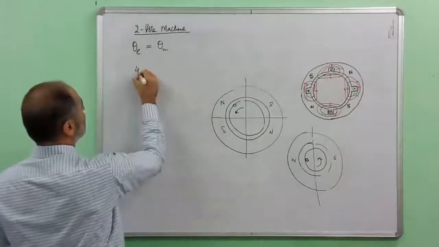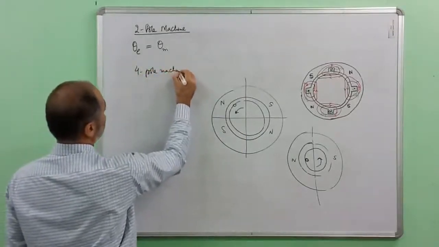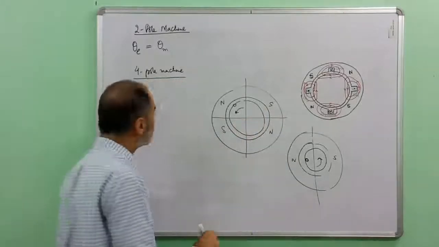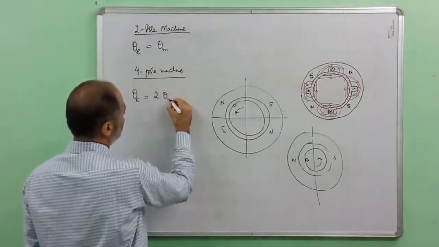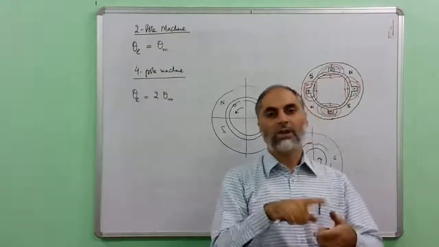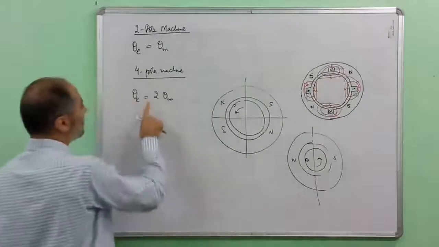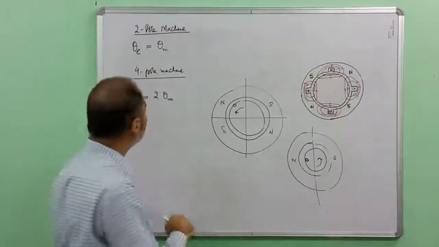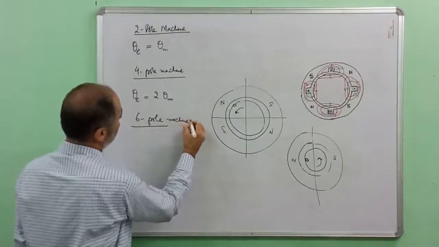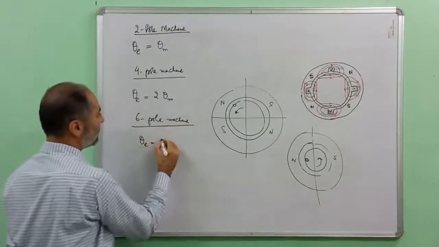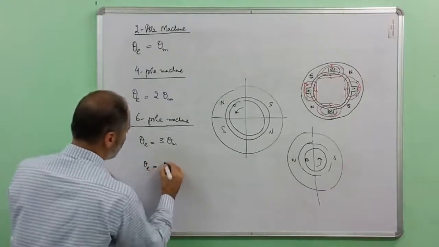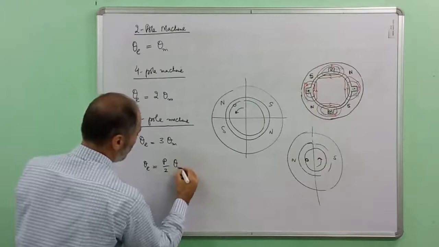Now, in a four-pole machine, what we see is electrically the angle is twice the mechanical angle. Although mechanically the conductor has moved by 2 pi only, electrically it has seen a variation of 4 pi. If we have a 6-pole machine, similarly, what will be the relation? Theta E will be equal to 3 times theta M, and therefore we can generalize this, that the electrical angle is equal to P by 2 times theta M, the mechanical angle.